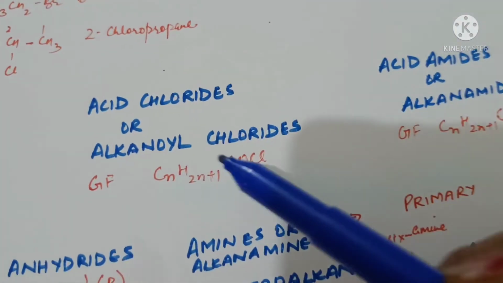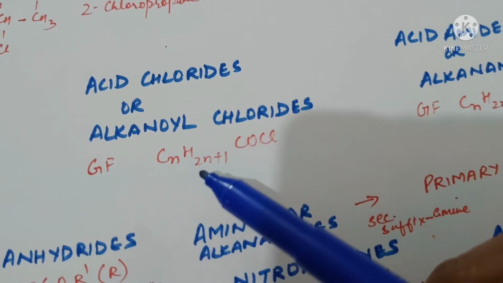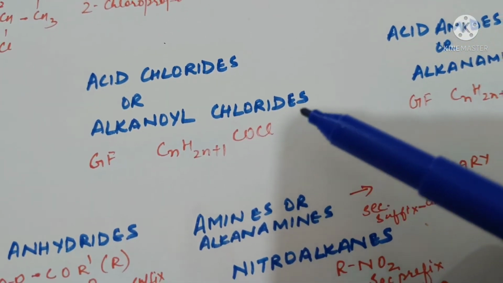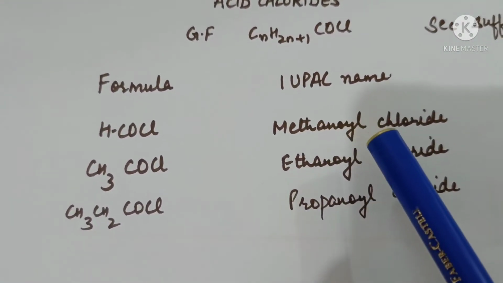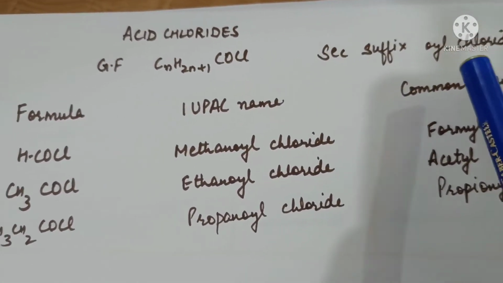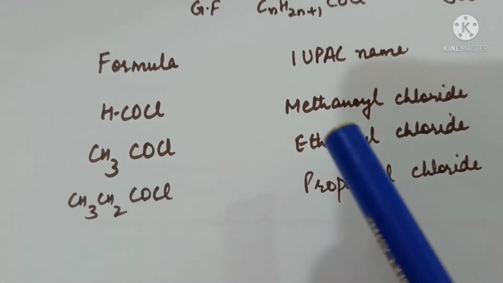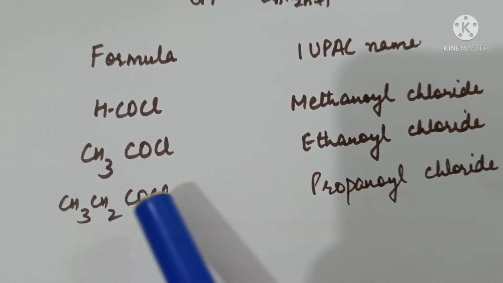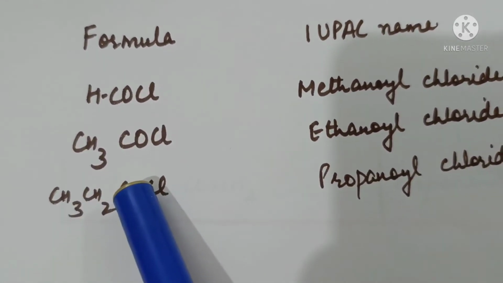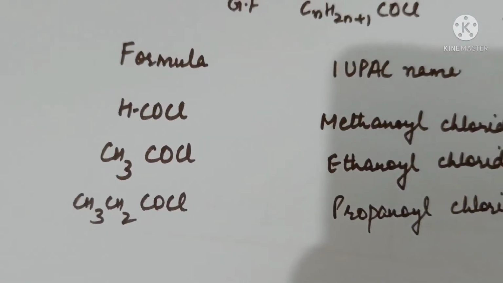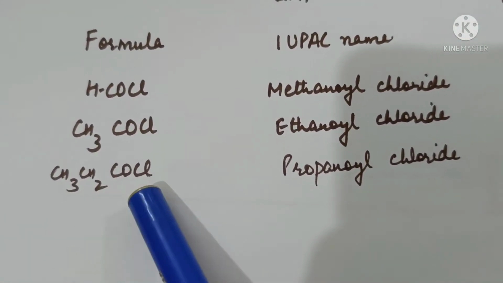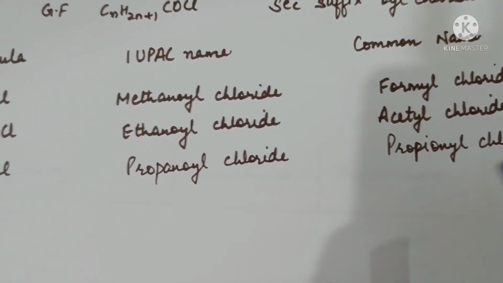Acid chloride or alkanoyl chloride. The general formula is CnH2n+1COCl. So 1 carbon compound will be called methanoyl chloride. Oyl chloride is the secondary suffix used for acid chlorides. This will be called ethanoyl chloride, propanoyl chloride, because total carbon atoms are 3. Then common name will be formyl chloride because it's derived from formic acid. Acetyl chloride for 2 carbon compound, and this will be called propionyl chloride.